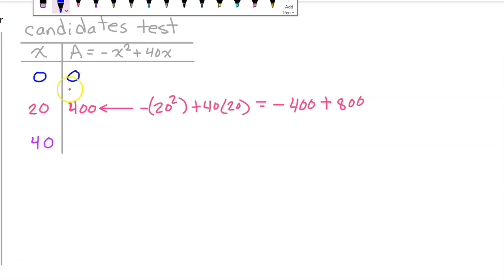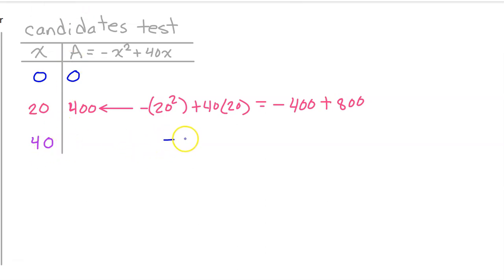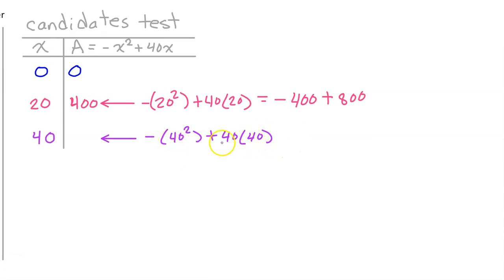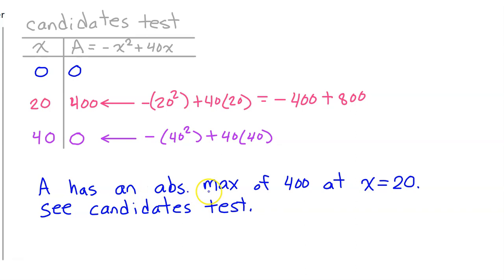Now let's do the 40. So if we plug in 40, that's going to be negative 40 squared plus 40 times 40. But these are just opposites. We have negative 40 squared and this is positive 40 squared. So of course that's going to give us 0. So we have a maximum value of 400 when x is equal to 20. We say A has an absolute max of 400 at x equals 20.